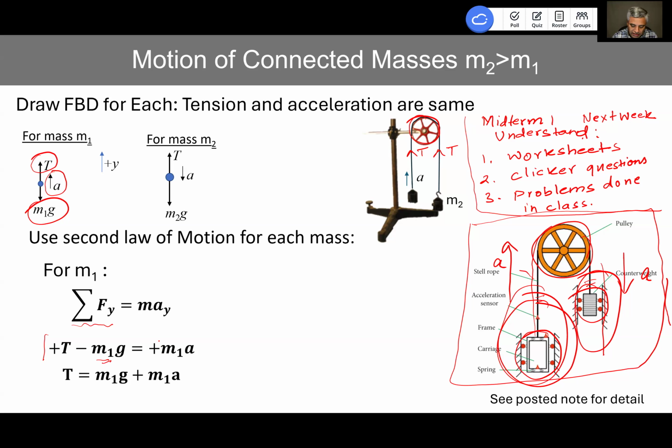And the mass that is accelerating is m1. That mass we're talking about, the object of interest for this particular free body diagram, is m1, so it's going to be m1 times acceleration. So the T and this term here, acceleration, has a positive sign because we are choosing up as positive. Okay, so this is one equation.